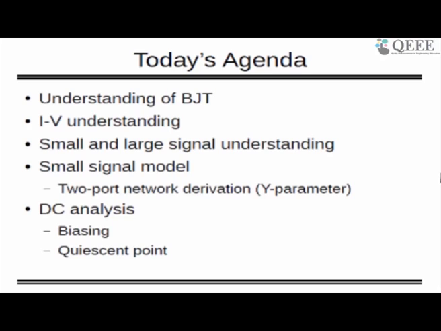So DC analysis is the one which is associated with the DC voltages. Every node has some DC voltage, and that DC voltage will make sure whether your transistor is in active mode, saturation mode, or cutoff mode. Those things are going to be understood in the DC analysis. Some people call it biasing, some people call it quiescent point, some people call it operating point. You can call those synonyms, and they come under DC analysis.